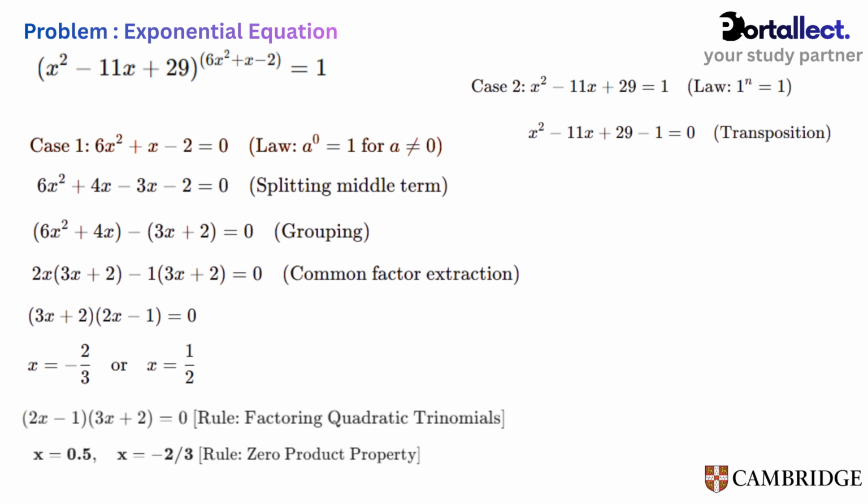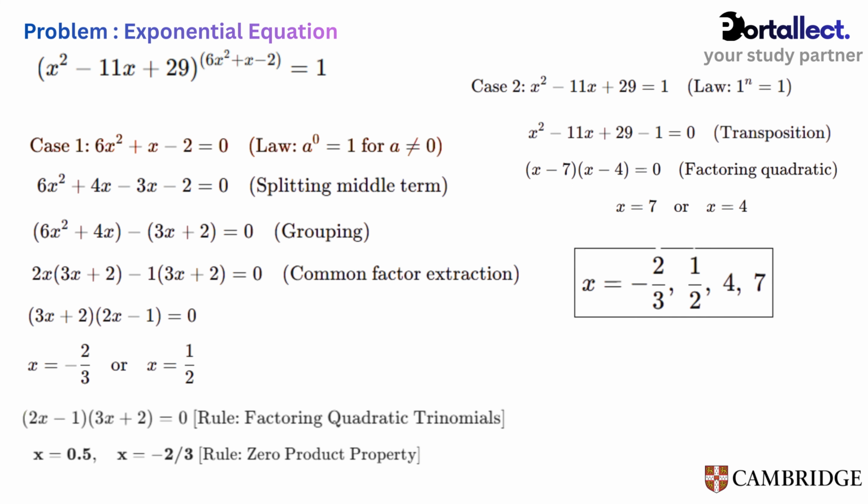x squared minus 11x plus 29 equals 1. We move 1 to the left side. x squared minus 11x plus 28 equals 0. Now we factor this quadratic. The quantity x minus 7 multiplied by the quantity x minus 4 equals 0. Again using the zero product property, x minus 7 equals 0, or x minus 4 equals 0. So x equals 7, or x equals 4. Finally, the solutions are -2 over 3, 1/2, 4, and 7.